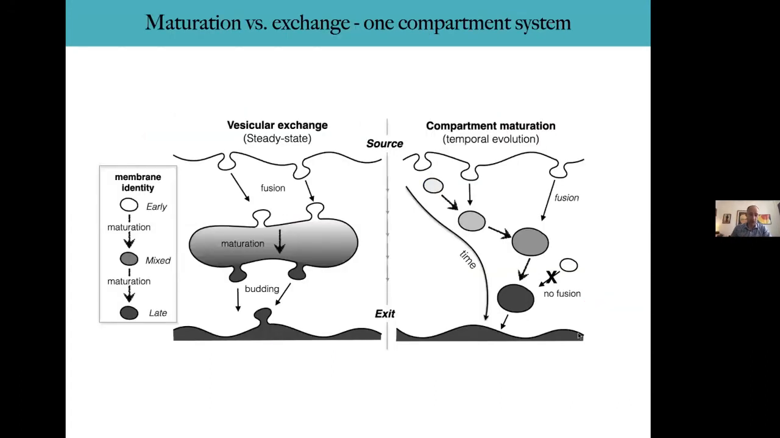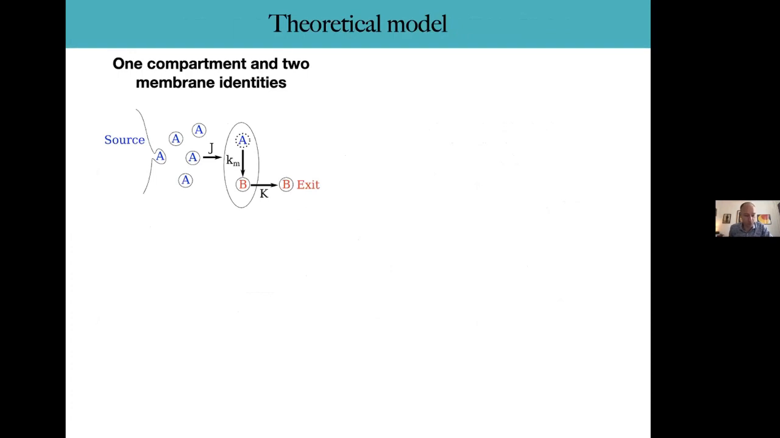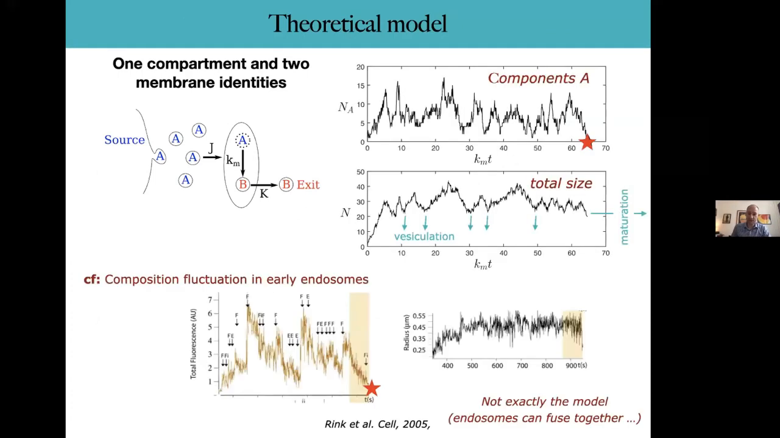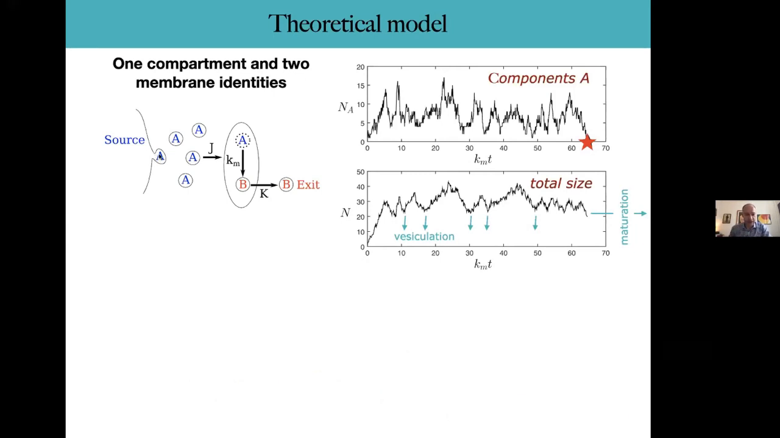And so we also looked at this. We also did a model with this, but I think I will just skip this. But maybe I'll just tell you quickly the model. So the model here is that I have a compartment and I have a source, and the source is a source of A components, so early components, and blue components.